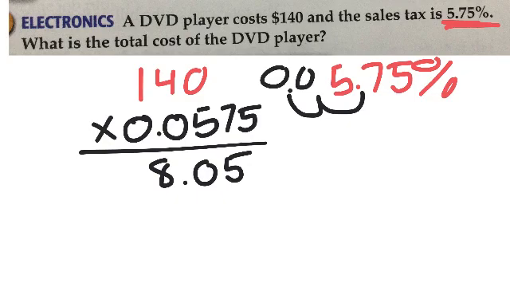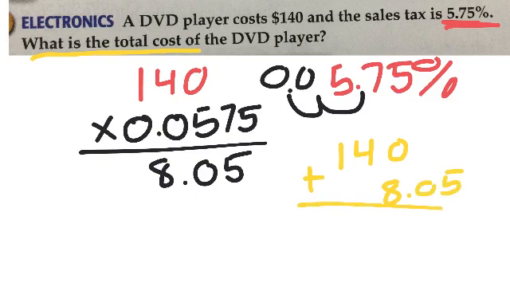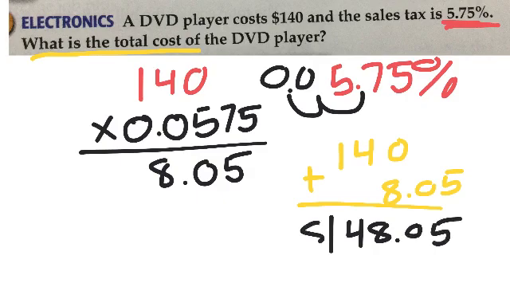$8.05. Now, did it ask me what the tax was? No. Reread the question. Sometimes it will, sometimes it won't. This time it says the total cost. So how can I find out how much I'm having to pay in total? I'm going to add the $140 that I paid for the DVD player plus the $8.05 for the tax for $148.05.